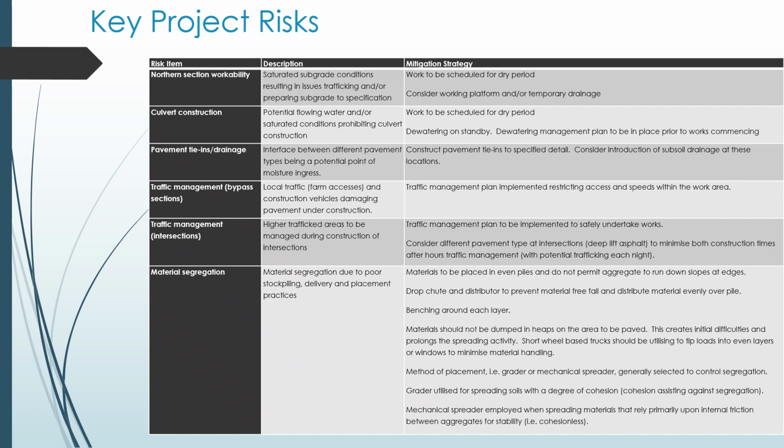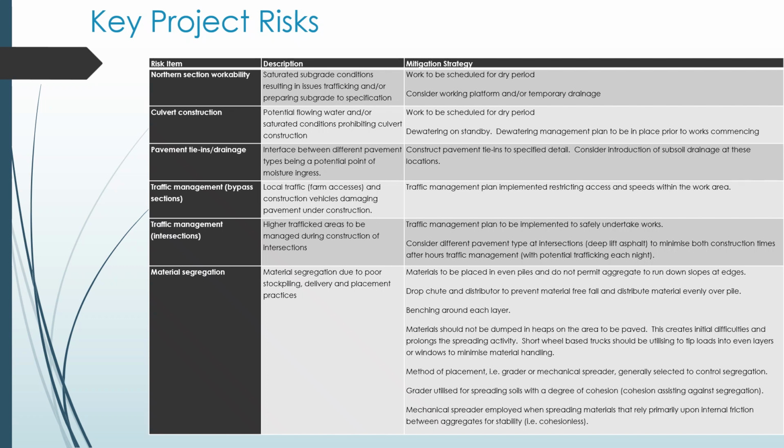Pavement tie-ins and drainage: the interface between different pavement types at the intersections, or at the intersections themselves, tying in old pavements with new is a potential point of moisture ingress. So the pavement tie-ins need to be considered, and potentially introduction of subsoil drainage at these locations.